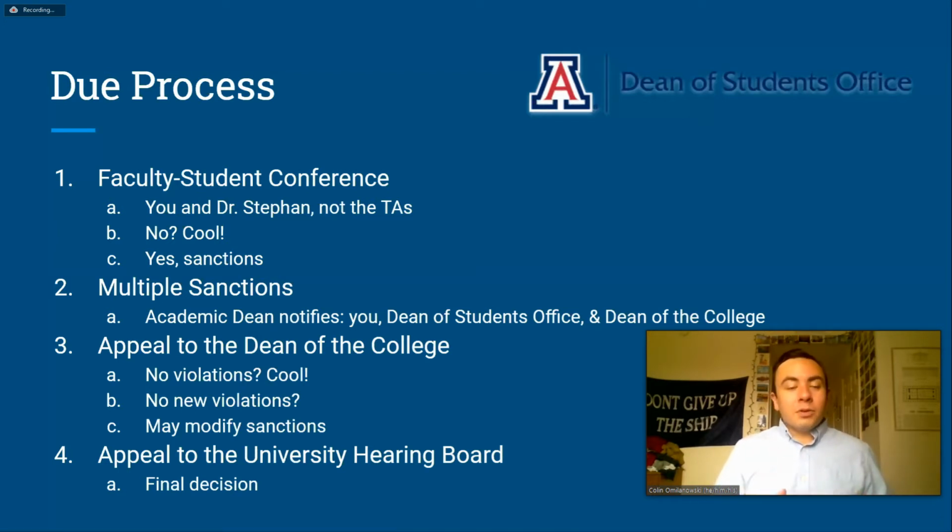Now, mind you, if multiple sanctions happen, then the academic dean will notify you, the dean of students office, and the dean of the college. So that's really if things get really hairy for you. Okay, so if things get even crazier, the third step is the appeal to the dean of the college. So if the dean of the college says, hey, there were no violations in the first place, fine, you're good. They may say there were no new violations, but the violations that Dr. Stefan found still stand. And lastly, the dean of the college may even modify those original sanctions for new ones too. And lastly, you have a final appeal to the university hearing board, and their decision is final.